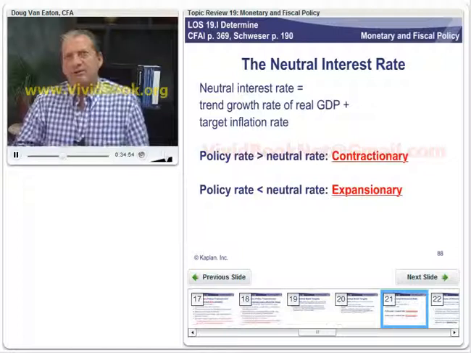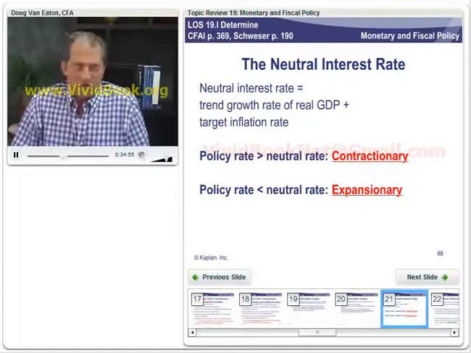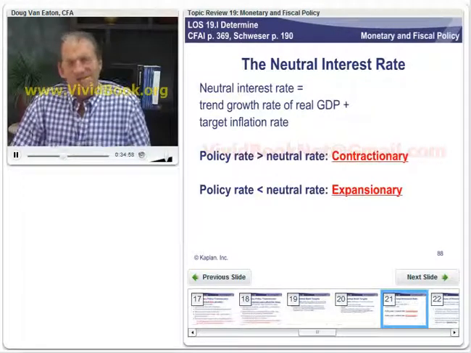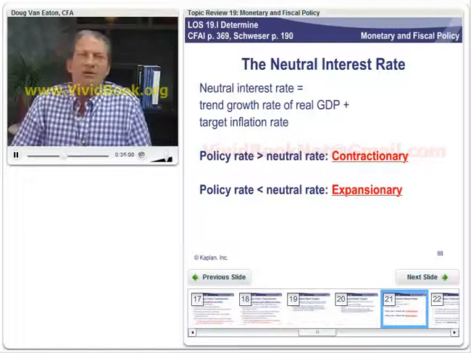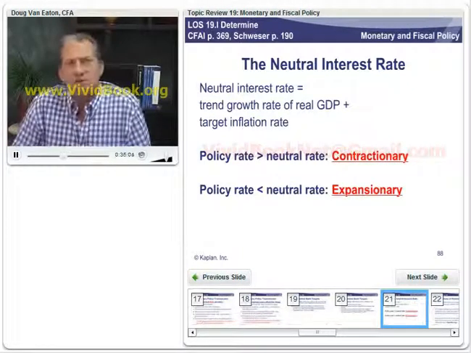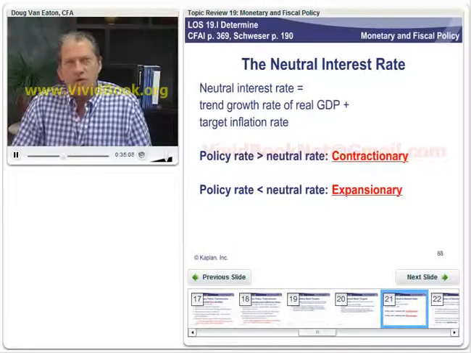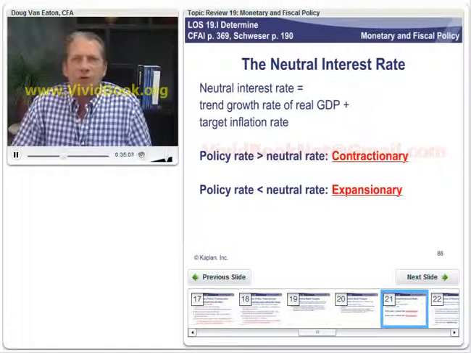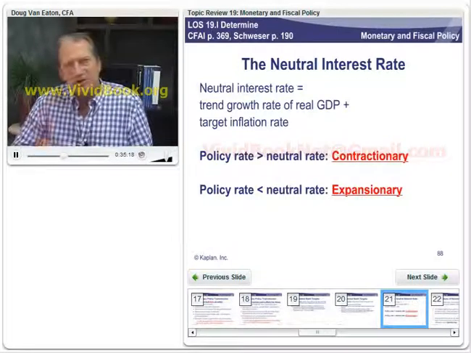Another definition for you, the neutral interest rate. This is the kind of thing where you may only see it once on the exam, but if it is on there, you might as well get the points. The neutral interest rate is the trend growth rate of real GDP plus the target inflation rate. Well, what's neutral about it? Well, that should be the rate that puts you on the target inflation rate.